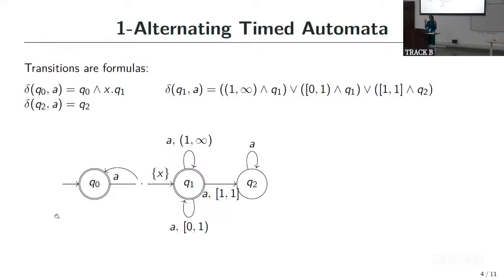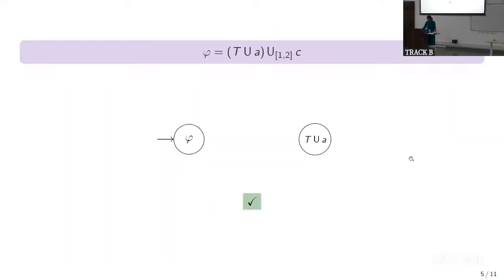A good way to visualize alternating timed automata is as obligations. At each state, the formulas can be looked at as: this is a new thread that checks something, and this is a thread that checks something else. So we can get some level of simultaneous checking using just one clock. Here, the state Q0 on an A goes to both Q0 and Q1 with a reset.